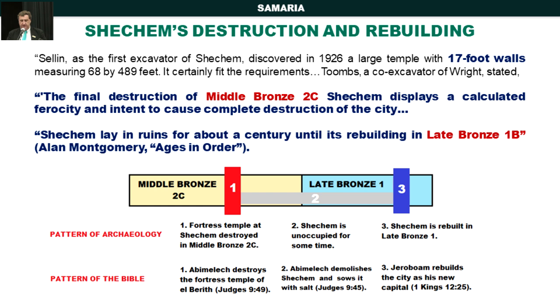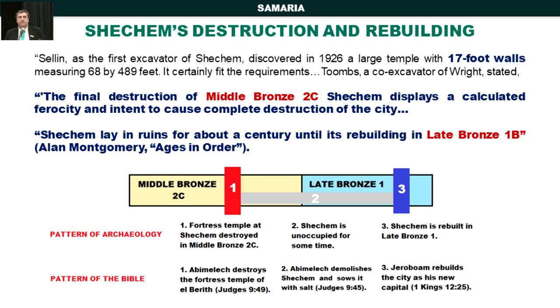Toombs, a co-excavator of Wright, stated, "The final destruction of Middle Bronze 2C Shechem displays a calculated ferocity and intent to cause complete destruction of the city. Shechem lay in ruins for about a century until its rebuilding in the Late Bronze 1B." End of quote. Now the archaeology shows the exact same 3-step pattern of evidence as described in the biblical account.